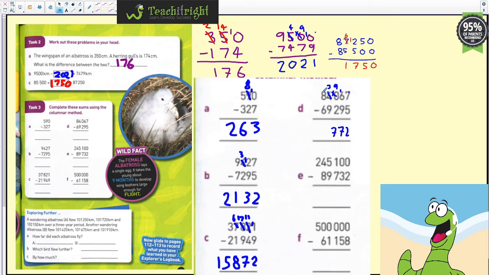3 take away 9 we can't do, so we've got to borrow from the 8, making that a 7, making that a 13. And now 13 take away 9 is 4. And 7 take away 6 is 1.